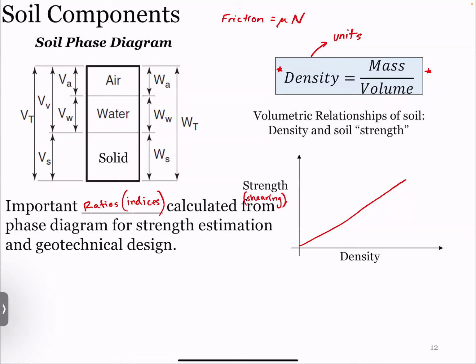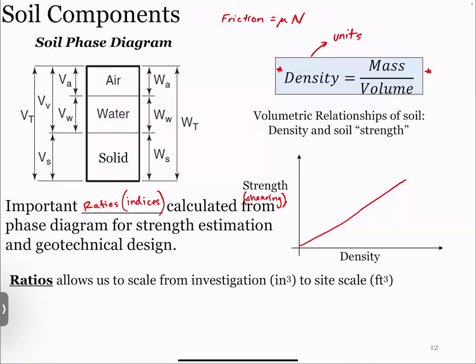Yes, we could just talk about density the entire time, or we could just talk about the strength the entire time, but it helps us in communication and in design when we deal with these unitless indices instead. Some of them that we'll talk about are these ratios. As I said before, they allow us to scale from the investigation, the lab setting, to the field setting. So we're doing our trial and error in the lab. We find the value that we want or the mix of whatever design that we want in the lab, and then we can scale this up into our site scale.